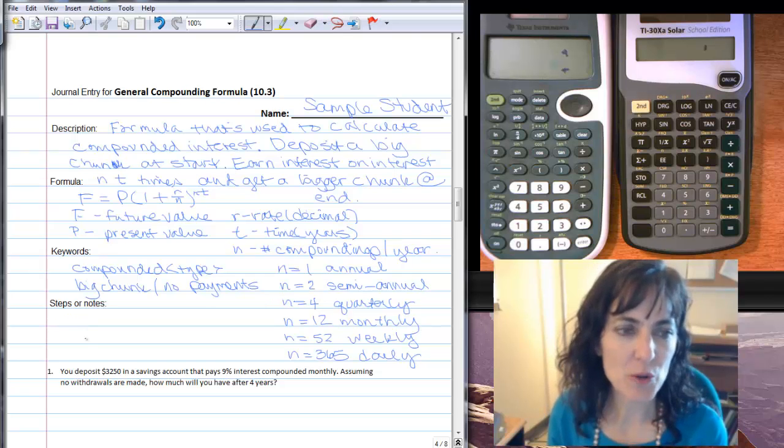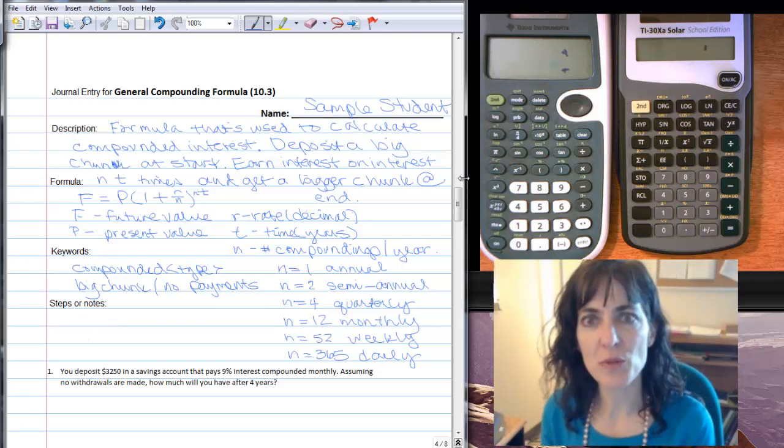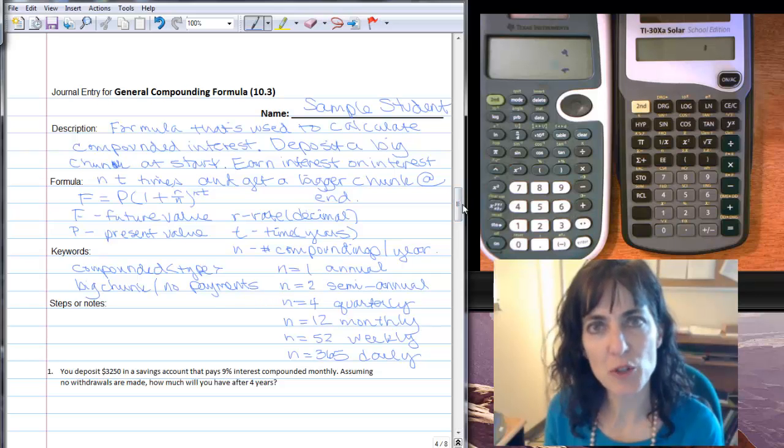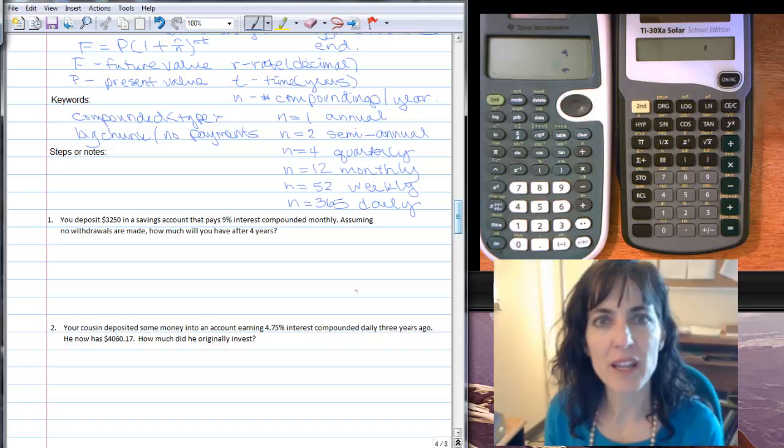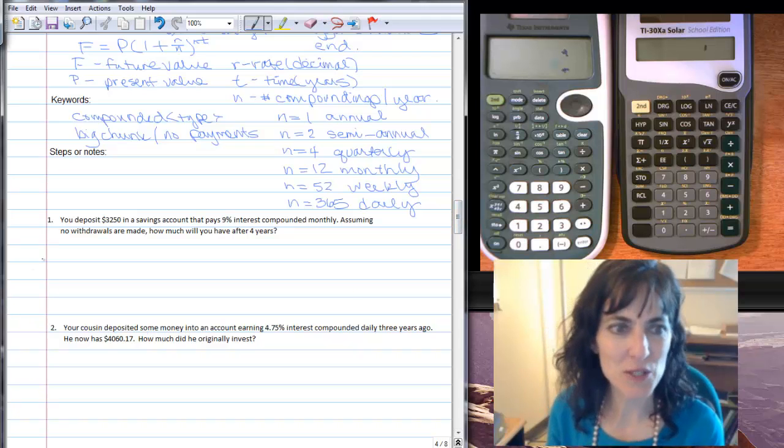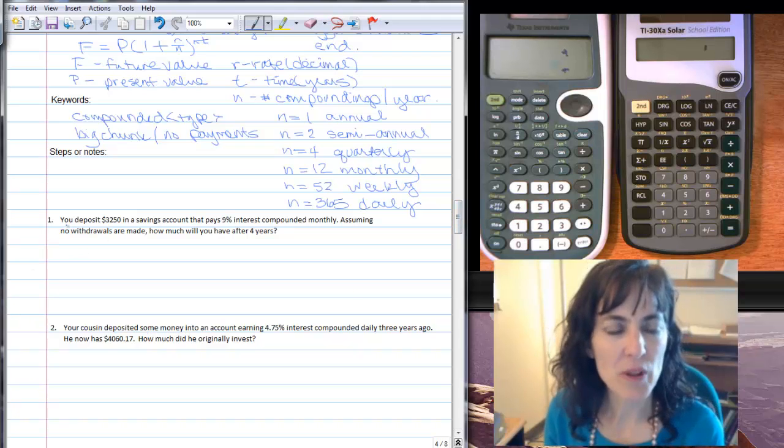So steps, you're going to fill in as you see fit for yourself what steps you follow to use this formula. Things that you forget and want to remember, that's a good place to write that. And we have 2 problems.